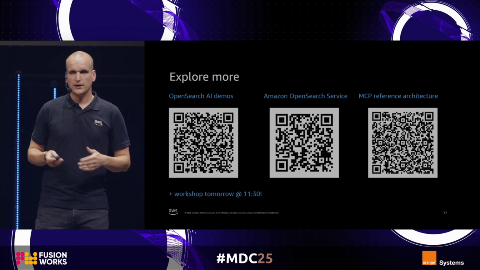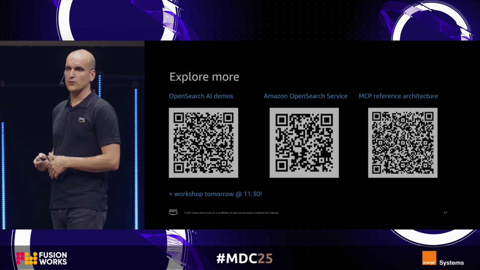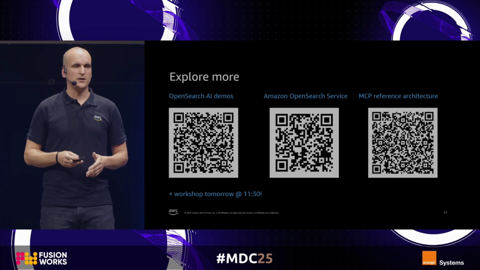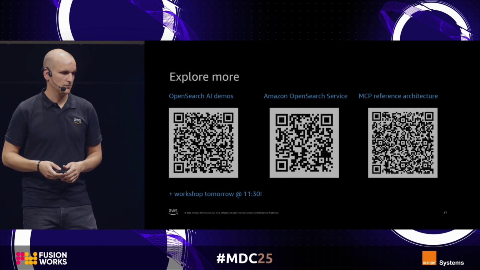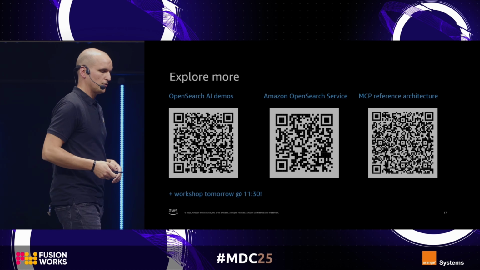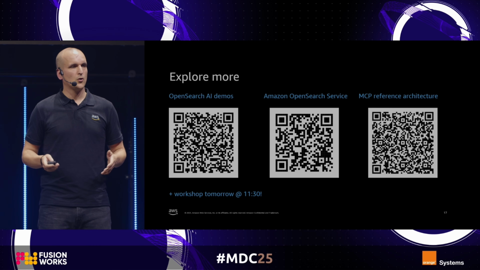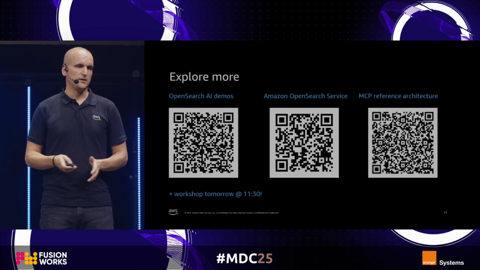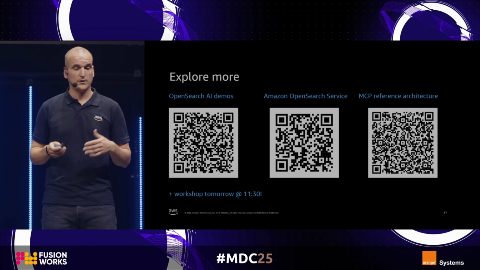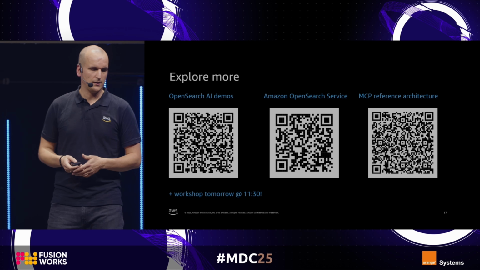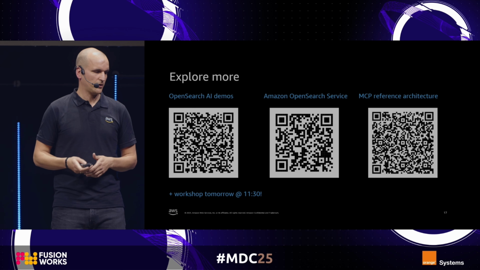There's also a recently released MCP reference architecture, which covers how to securely build these MCP servers on top of AWS. I'd also like to encourage you to attend a workshop tomorrow that I'll be hosting, where I'll go a bit more hands-on on how to implement these things. So we'll have an AWS account ready for you, and you'll go and implement some of these AI search capabilities there yourself.